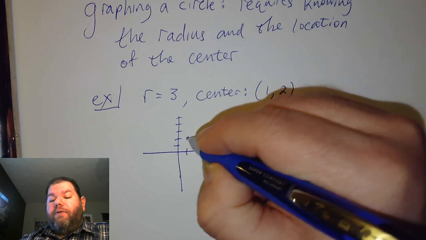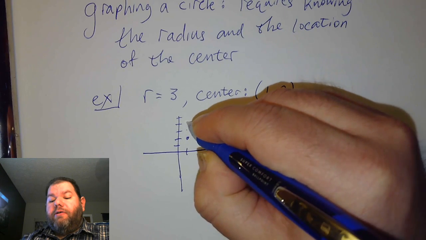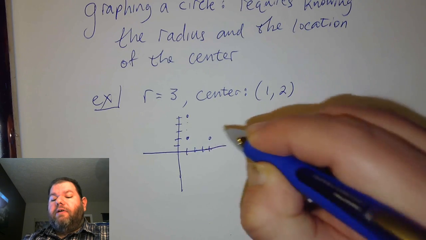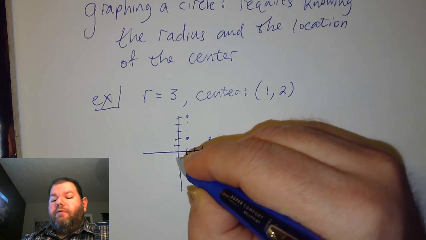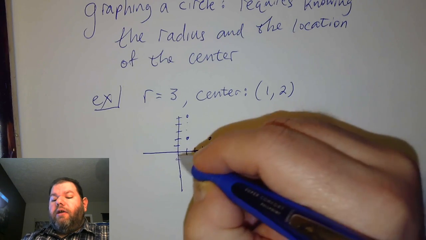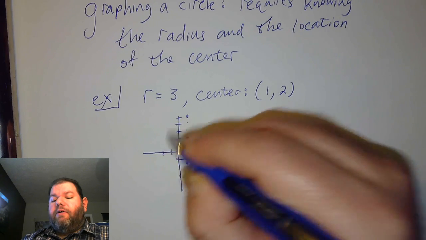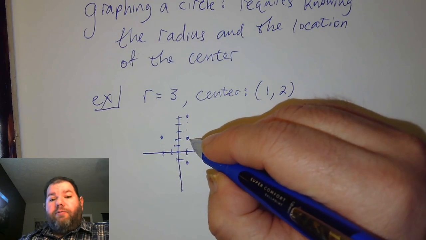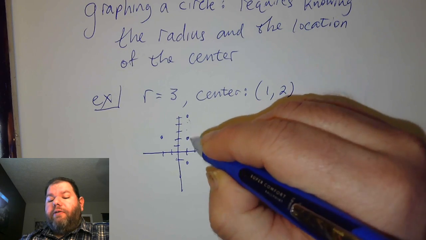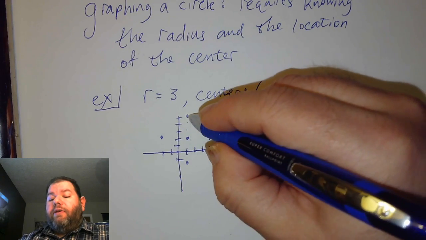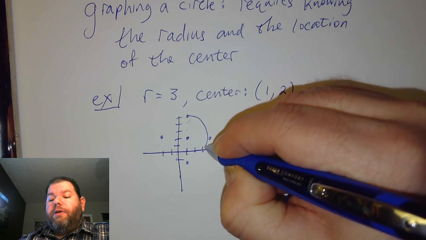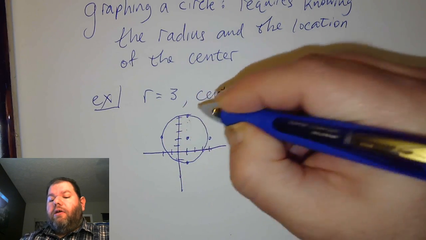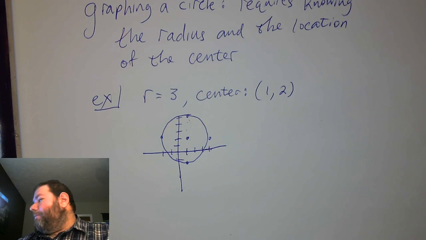but the easiest ones for us to graph is if we take this point and we go up 3, we go 3 to the right, we go 3 down, and 3 to the left. Okay, so from our center point we went 3 up, 3 right, 3 down, 3 left. Now these resulting points should all be on the circle. And then we can just sketch in the circle from there.